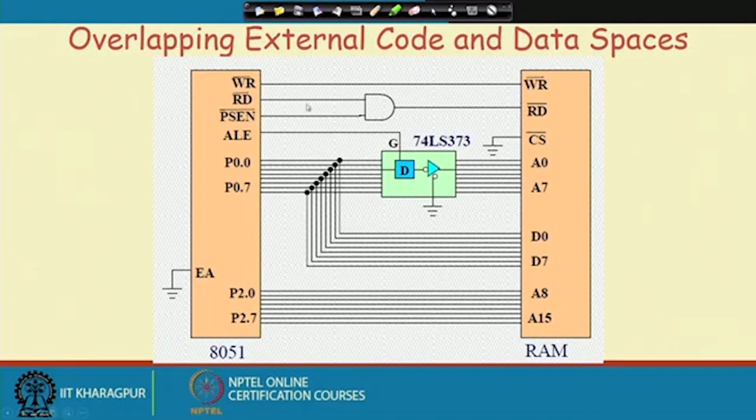So, this read bar and PSEN bar, those two lines are ANDed and given to the read bar line. Any of them being low, this read bar line will be low, so we will get the corresponding signal here telling that it is a read operation. Similarly, the write bar line is connected to the write bar pin of the RAM. The rest of the thing we have already discussed. So, this is the only additional thing that we have to do, putting the AND of read bar and PSEN bar for doing the overlapping of code and data spaces.